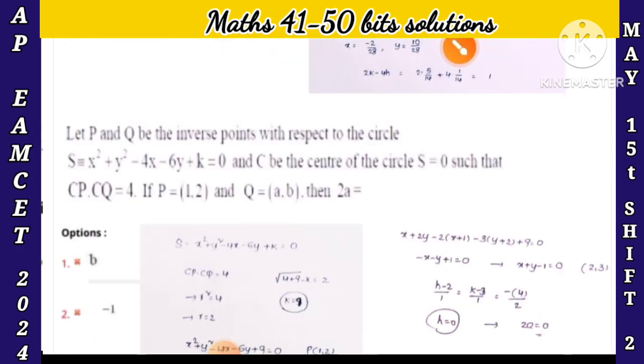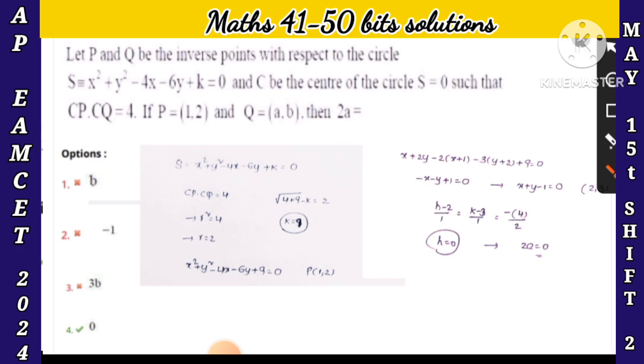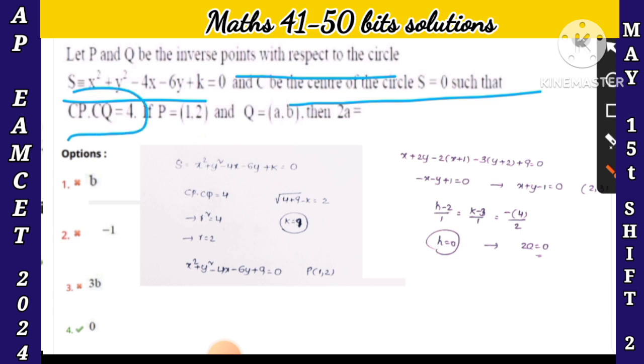That's all. Now see the next problem. Let P comma Q be the inverse points with respect to the circle S is equal to 0, and C is the center of the circle S is equal to 0, and CP into CQ is equal to 4, P is equal to 1 comma 2, Q is equal to A comma B. Then what is the 2A value?